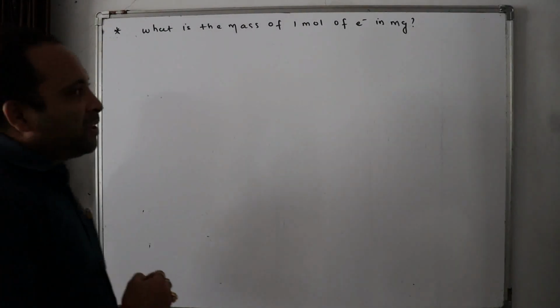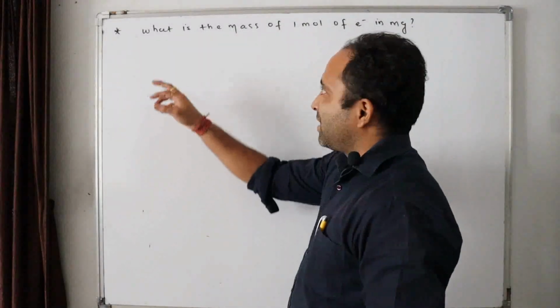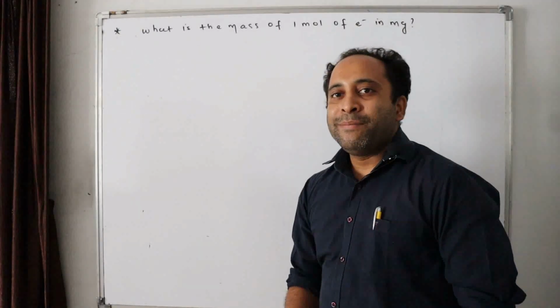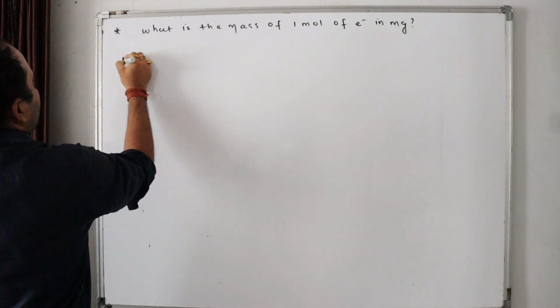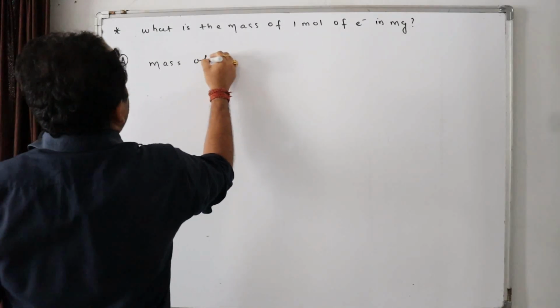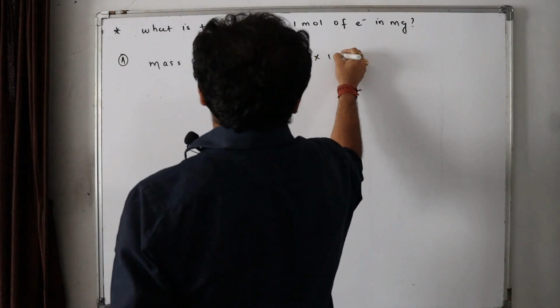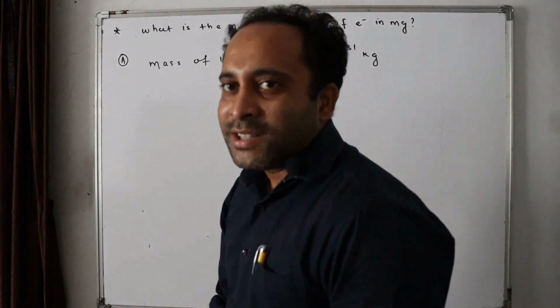Now, this is a very cute question. Look at this question. What is the mass of 1 mole of electron in milligram? First of all, mass of 1 electron. Mass of 1 electron is 9.1 into 10 to the minus 31 kg, isn't it? Did I teach you or not?